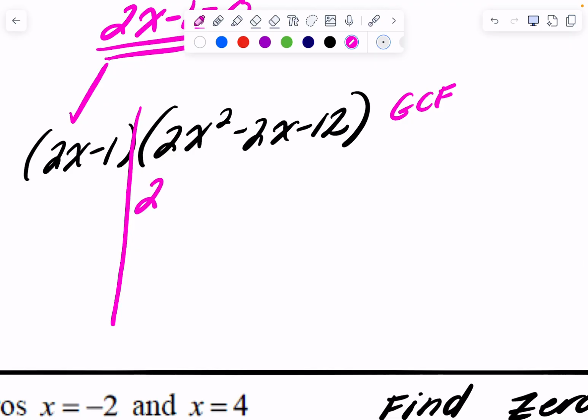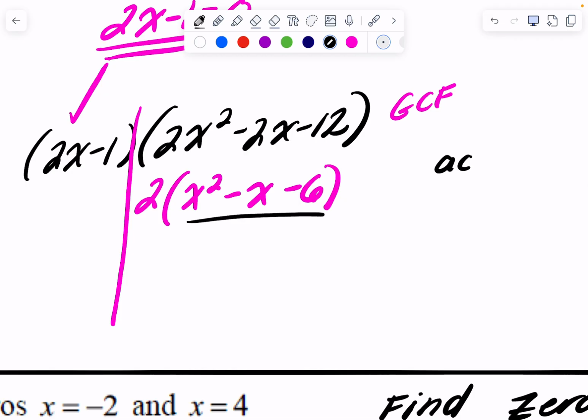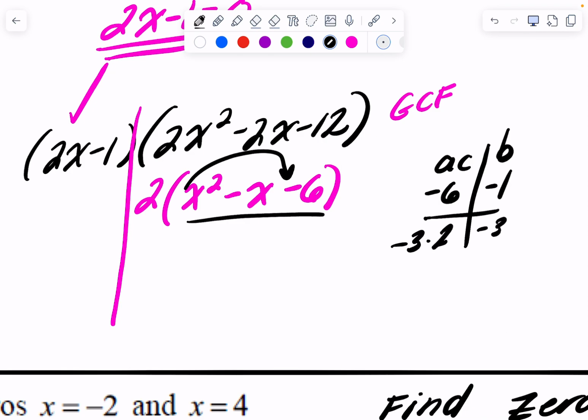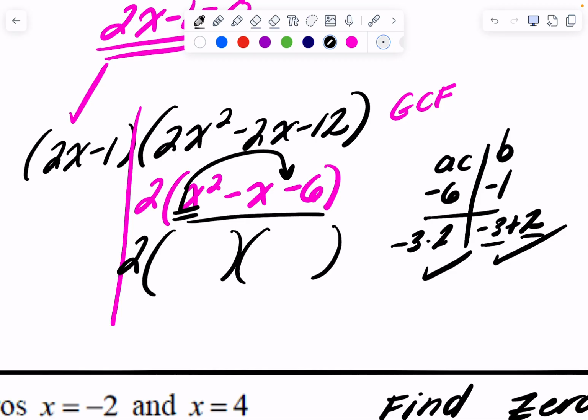So pull out a 2. Left is x squared minus x minus 6. I would say, okay, now I can factor: a times c, adds up to be b. Negative 6 and adds up to be negative 1. 3 and 2, negative 3 and 2. It works there. And then double check. Yes, I can quick factor because my greatest common factor doesn't matter now. So I have a 2, and then I quick factor it to be these two things with an x: x minus 3, x plus 2.